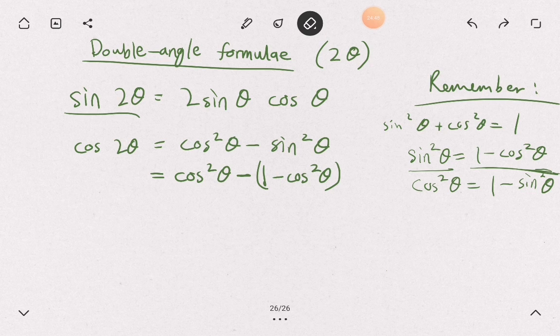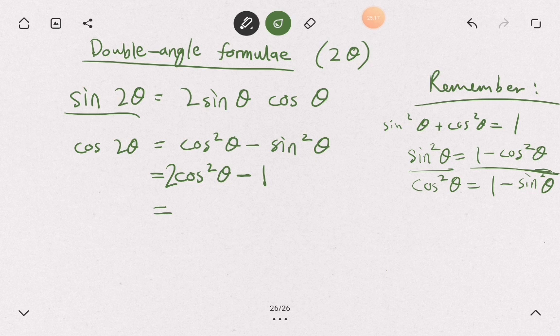Okay, so when you take out the bracket, this remains a 1, and then this side becomes a plus. So we have cos squared plus cos squared minus 1, which can also be written as 2 cos squared minus 1. And this is also the same.